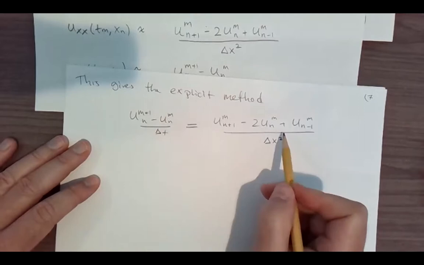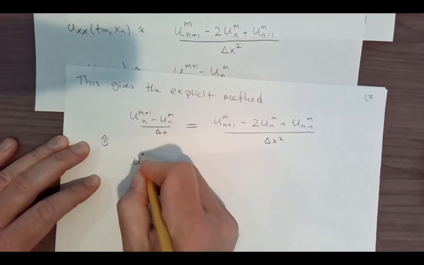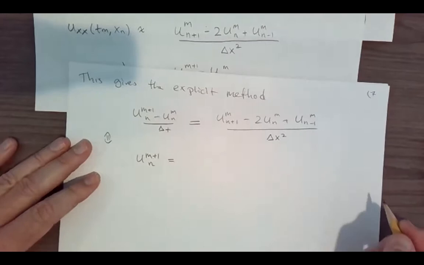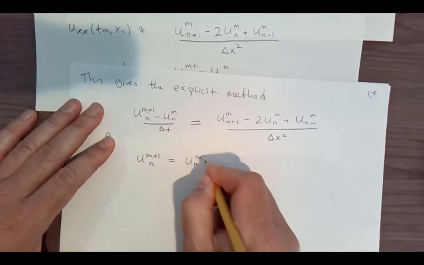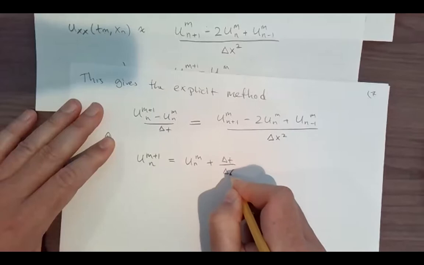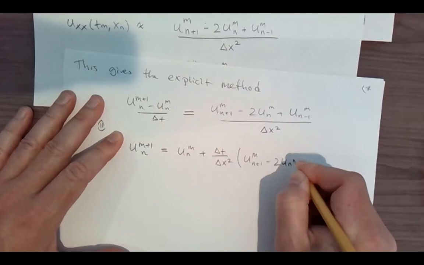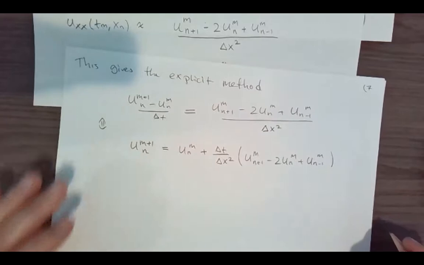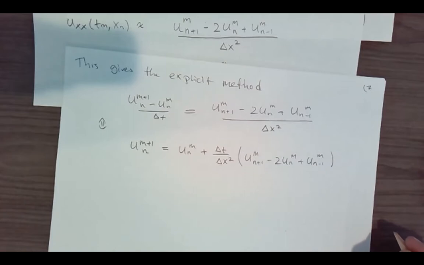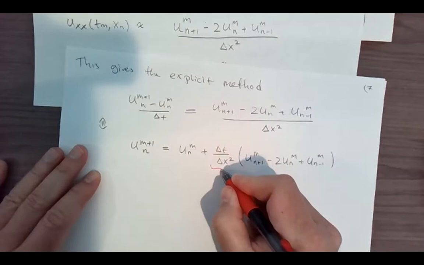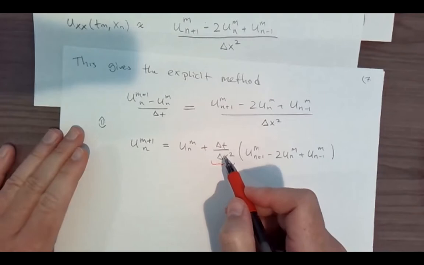So we'll move delta t to the other side, and I'll move this one to the other side. I'm going to get u_n^{m+1}. This is going to be equal to, I move delta t, so I'll get u_n^m plus delta t over delta x squared, and then everything upstairs is u_{n+1}^m minus 2 u_n^m plus u_{n-1}^m. And let me call this quantity here, the time step divided by the spatial step squared, alpha.